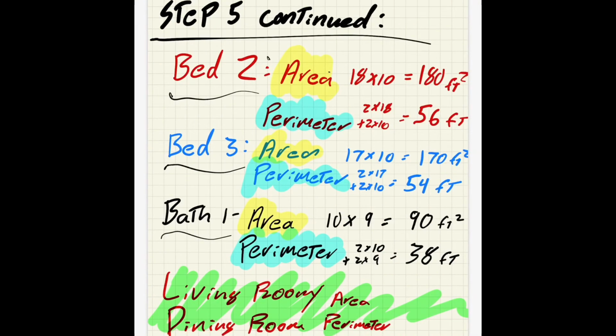So going back here, my bedroom 2 is 180 feet with a perimeter of 56 feet. My bedroom 3 has an area of 170 square feet with a perimeter of 54 feet. My bathroom, it's a little smaller than that recommendation, but it's 90 square feet with a perimeter of 38 feet. My kitchen is going to be 150 meters squared for its area with a perimeter of 50 feet.